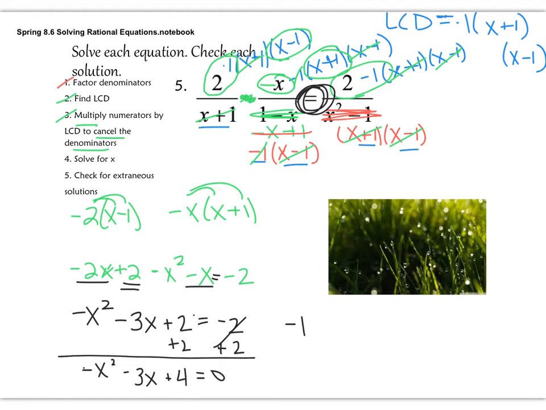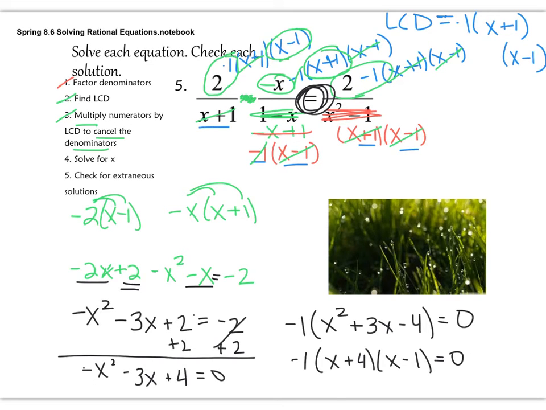Factoring, I can take out a negative 1. So I get x squared plus 3x minus 4 equals 0. Factoring further, we would get x plus 4 and x minus 1. So x equals negative 4 and positive 1. All right, that is us solving.